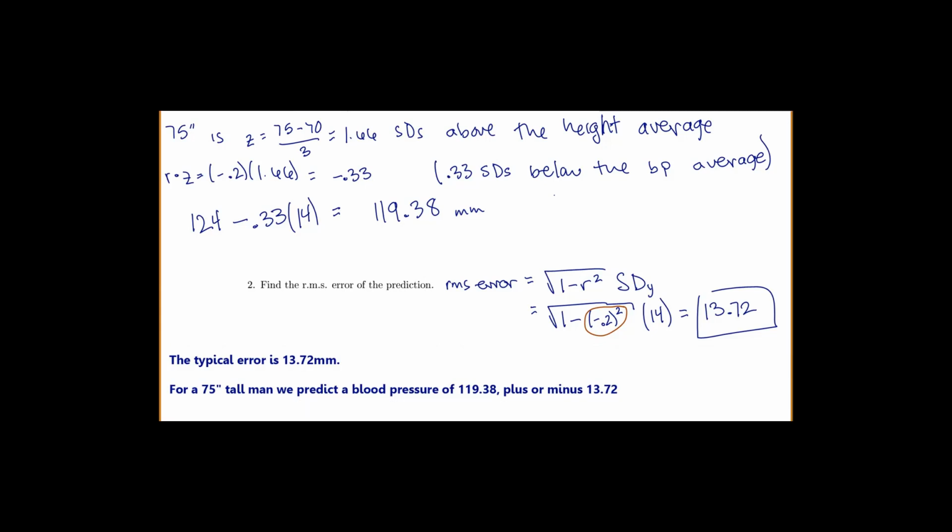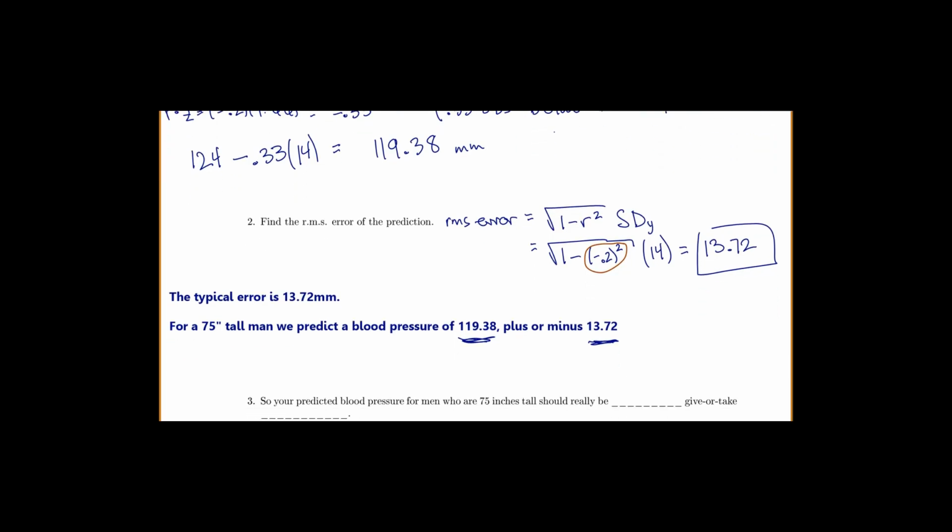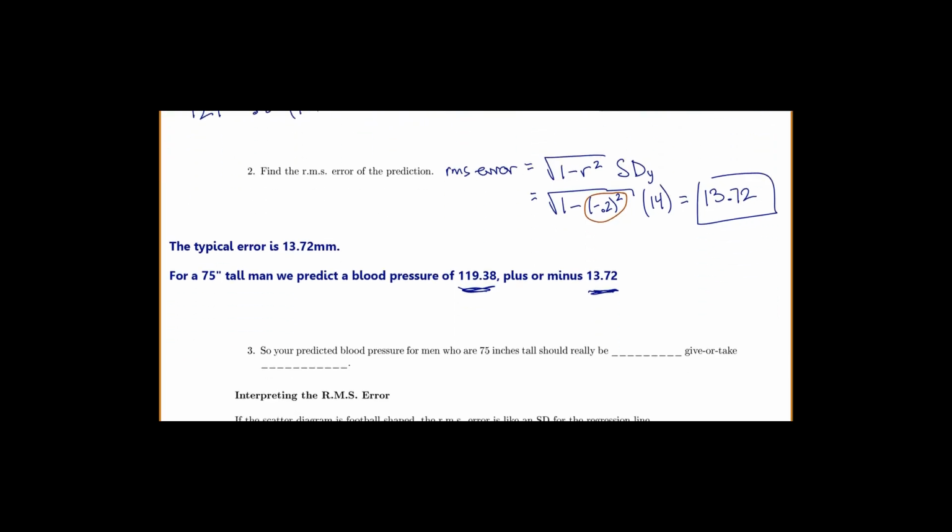Our prediction just tells us what we predict, and the RMS error tells you how much you're likely to be off by. So we predict that it's going to be 119.38 plus or minus the RMS error. It tells you about how close you expect to be. And I guess we get it right in part 3: your predicted blood pressure for men who are 75 inches tall should really be 119.38, give or take, which just means plus or minus 13.72.